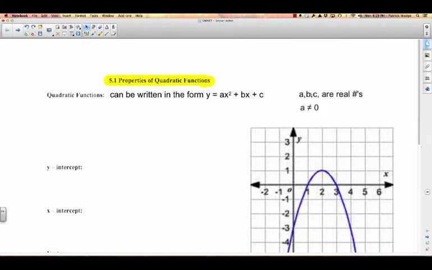A quadratic function can be written in the form y equals ax squared plus bx plus c, but it's only valid if a, b, and c are real numbers. Basically all the numbers we deal with in high school, so no big deal there. And a cannot equal 0. Why can a not equal 0? Because if a equals 0, you would have no x squareds. So you'd actually end up with something like y equals bx plus c. And if you have that, you actually have not a quadratic function, you have a linear function, right?